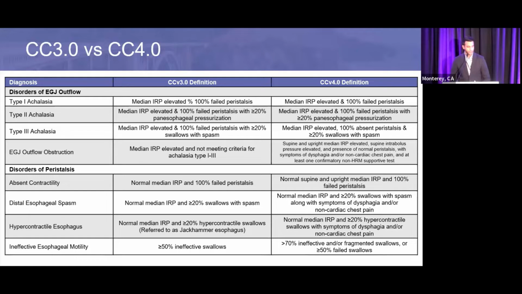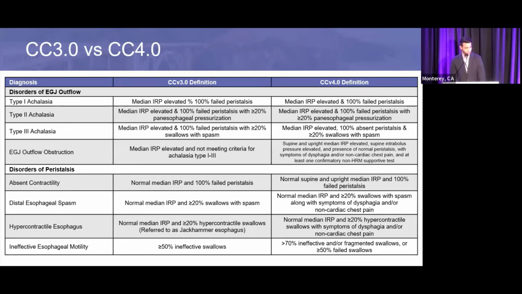So in addition to having findings of EGJ outflow obstruction, which we often see on manometry, these patients really need to have chest pain or dysphagia present. And if all of those are present, then that's where you would want to move on to a confirmatory study, such as endoflip or barium esophagram.